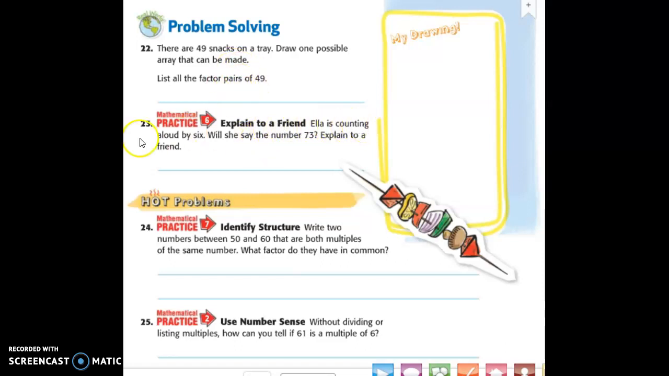This one, Ella is counting aloud by 6. Will she say the number 73? So this one refers directly back to example 2, and it's asking, is 73 a multiple of 6? So this one's factors, this one's multiples. This one's example 1, this one's example 2. Hopefully that'll help you finish this problem.